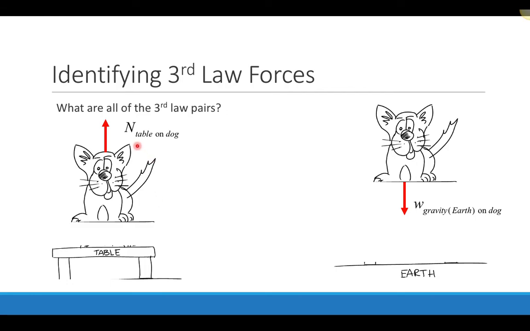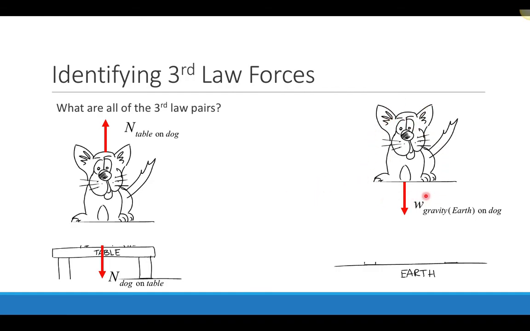So I know that the table is exerting a force, an upward contact force on the dog. So the pair for that one would be that the dog is also pushing down contact-wise on the table, and so there is a normal force of the dog on the table. These are a pair of forces according to Newton's third law. They're acting on different objects, and I can easily tell they're pairs because I can replace table on dog with dog on table.